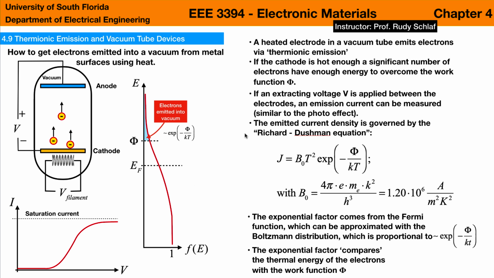The emitted current density is governed by the Richardson-Dushman equation, which is essentially multiplying a constant with the temperature squared and then with the usual exponential function that compares the work function with the thermal energy of the electrons. It's obvious that either lowering the work function or increasing the temperature will make this current density bigger.